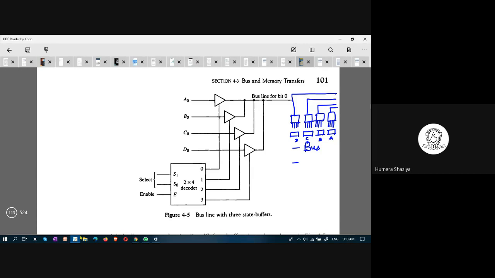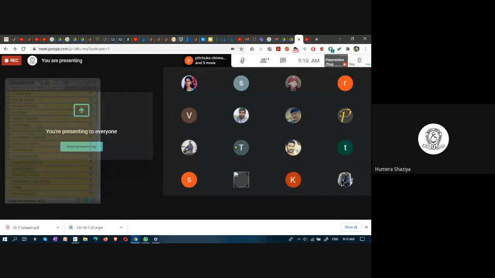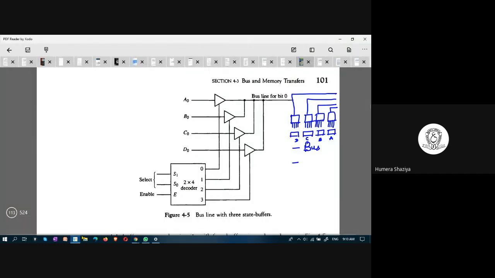All right. Now there is a question to you. Can you tell me, students, for creating a bus to carry 4 bits, how many three-state gates are required? To create a bus to carry 4 bits of information, how many three-state gates are required? That is the question.